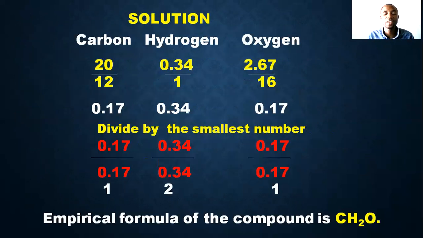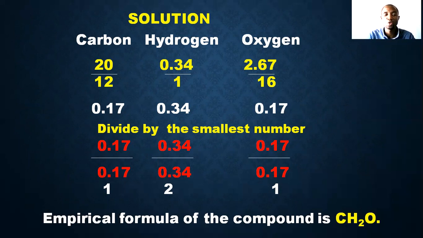The solution is this. We are given 2.0 grams for carbon, 0.34 for hydrogen, and 2.67 for oxygen. When you divide them by the relative atomic mass of each of the elements, you are going to have the number of moles as 0.17 for carbon, 0.34 for hydrogen, and 0.17 for oxygen. Now check all of them. Which one is smaller? 0.17 appeared 2 times and is smaller than 0.34. You are going to use it to divide all the sides.